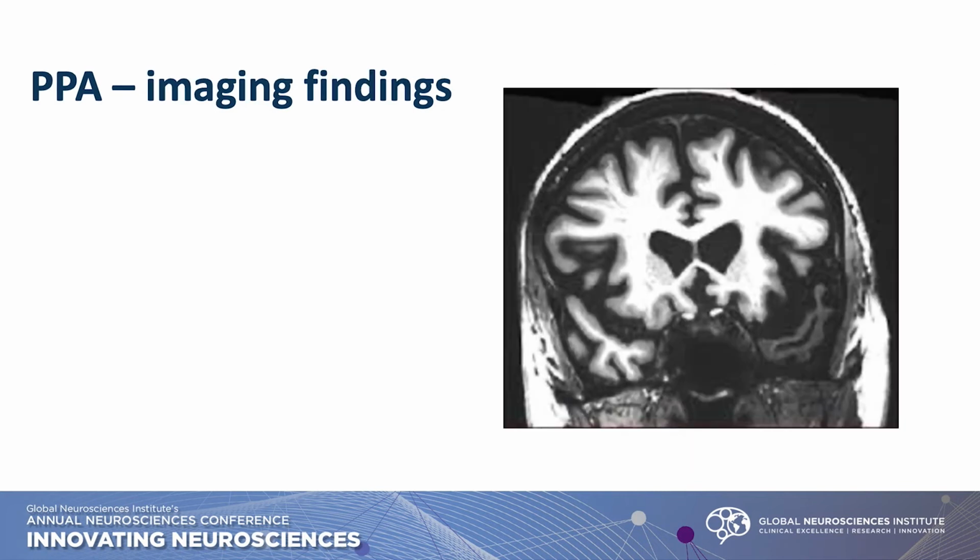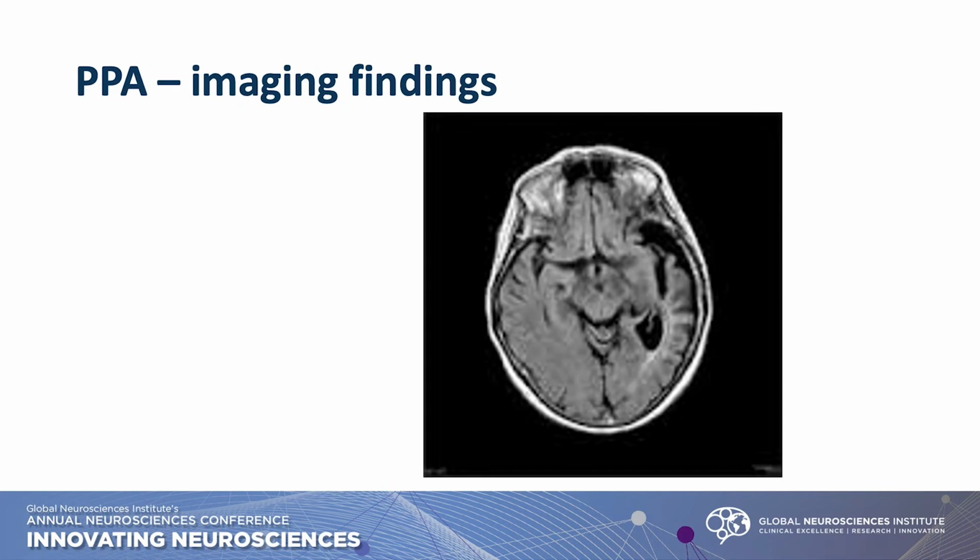Again, here you see generalized atrophy, but if you compare left and right temporal lobes, it's clear that there is a difference. You see the left temporal lobe is more affected. Another, also very similar, the left perisylvian region. There is an asymmetric atrophy of that part of the brain, and that would be typically seen for primary progressive aphasia.